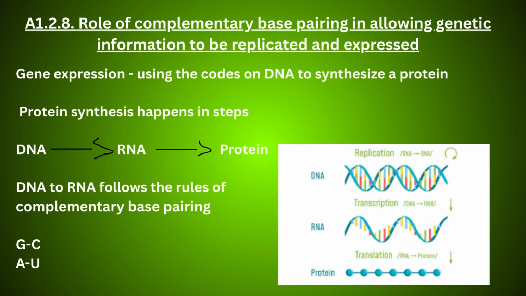Complementary base pairing is also the basis for gene expression. Genes are expressed when the code on DNA is used to synthesize a protein. This happens in 2 main steps. First, DNA acts as a template to make RNA, then RNA is translated into a protein. Both steps depend on the rules of complementary base pairing.